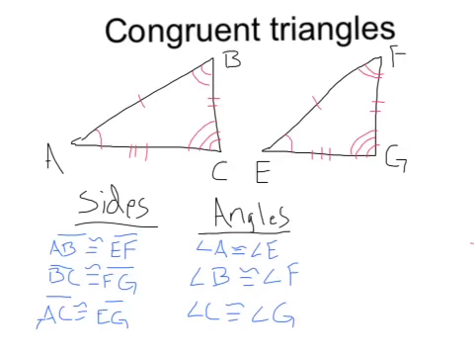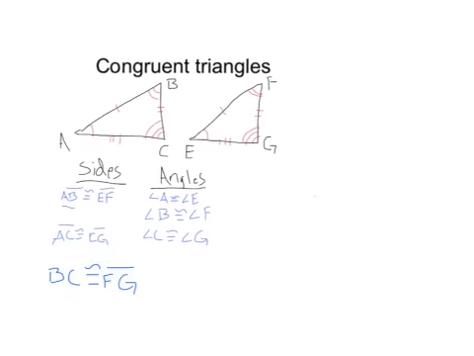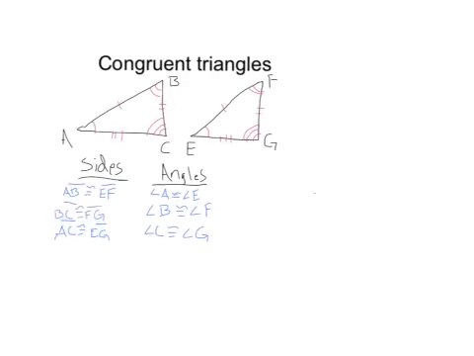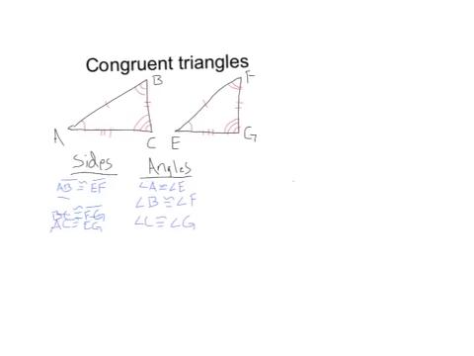Lastly, they might want us to identify the congruent triangles. Whenever you write these, it's very important that you keep the same order. So here we see how the angles match up. A matches with E, B corresponds with F, C corresponds with G. So when we write our congruent triangles, I'm going to give myself a little bit of space here.